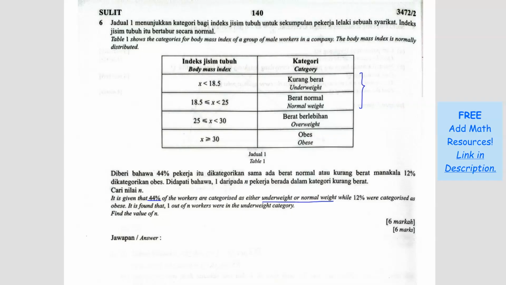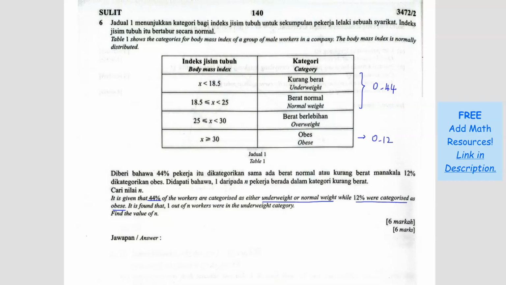So the probability will be 0.44, okay, 44 over 100. While 12% were categorized as obese. Okay, obese is this one here. The probability is 12%, so it's 0.12.